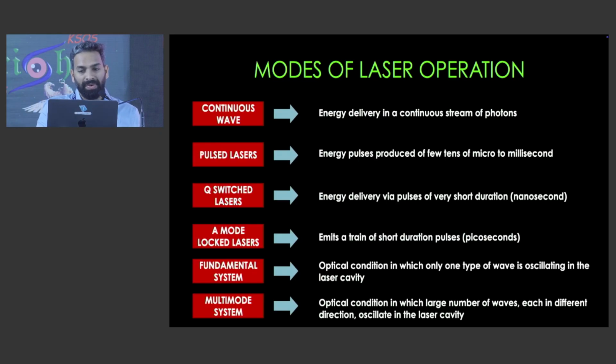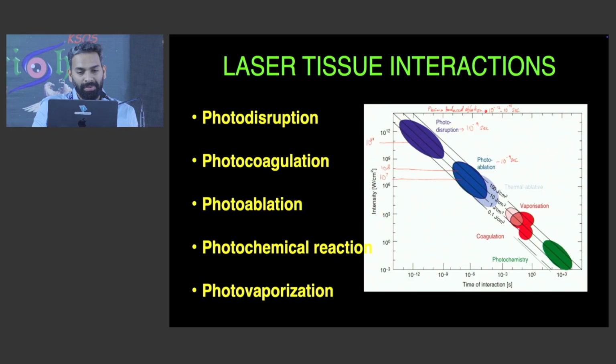What are the modes of laser operation? One is the continuous wave, which delivers a continuous stream of photons. The other one is the pulse laser, where energy pulses are produced of a few tens of microseconds to milliseconds. Q switch is energy delivered via pulses of very short duration. A mode, fundamental system, and multimode are very rarely used.